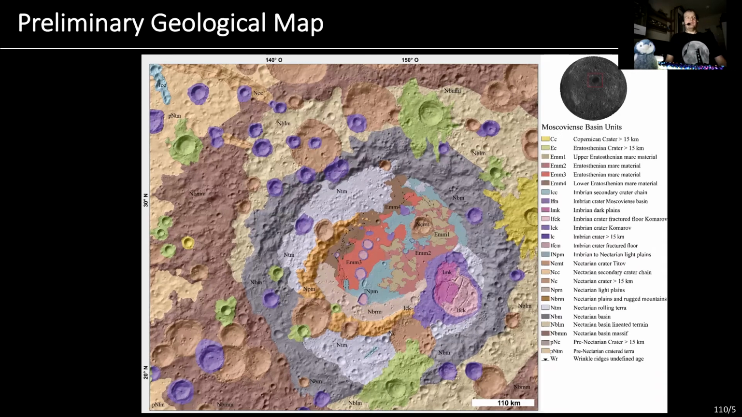And we also mapped out the rings of Moscoviense itself, and found out that some of the craters inside Moscoviense are slightly younger than previously thought. We found one crater with Copernican age, several with Eratosthenian age, and also, as you look at the basin floor, that it is more diverse than previously thought. And move on to the next slide, please.